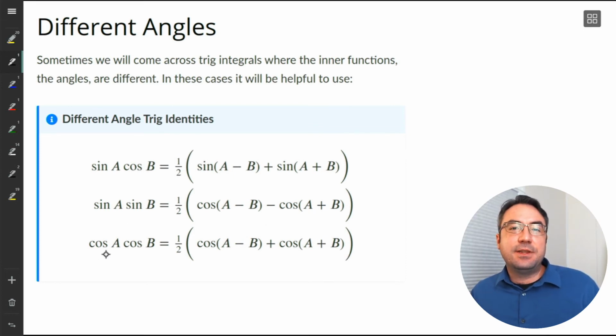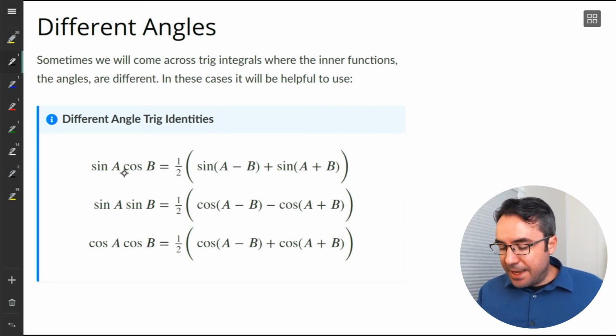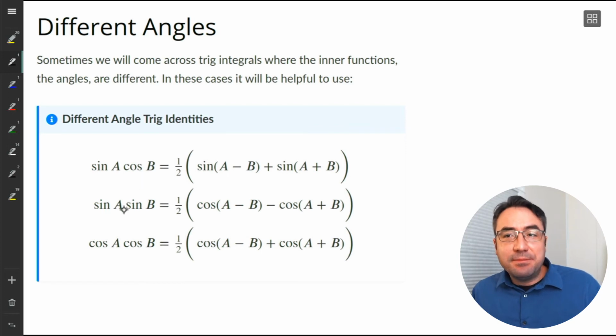And then, what happens if we have all cosines, but they have different angles? So cosine of A times cosine of B, well, 1/2 times (cosine of A minus B plus cosine of A plus B). So, a little bit lengthier. If the angles are the same, well, then these just become our half angle identities. So if A and B are equal to each other, then these formulas just become our half angle trig identities.